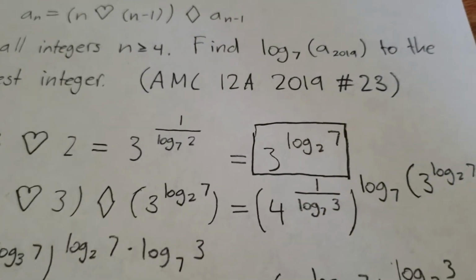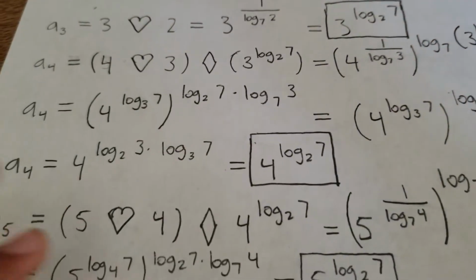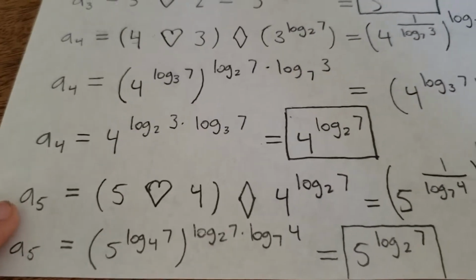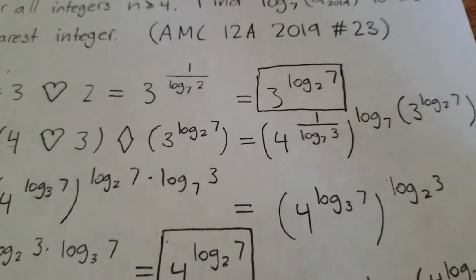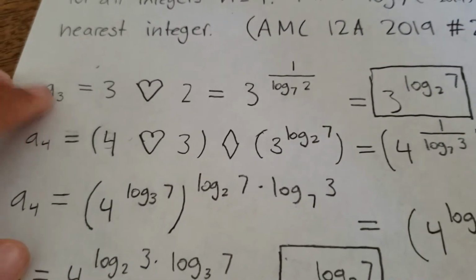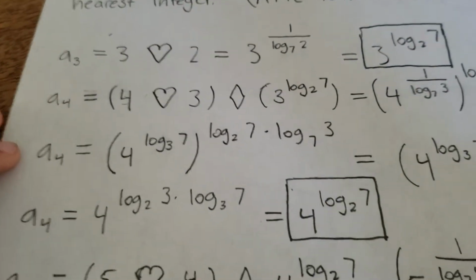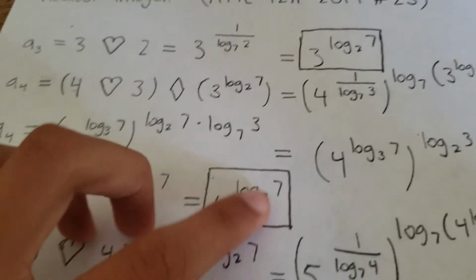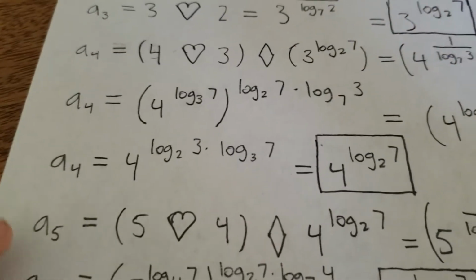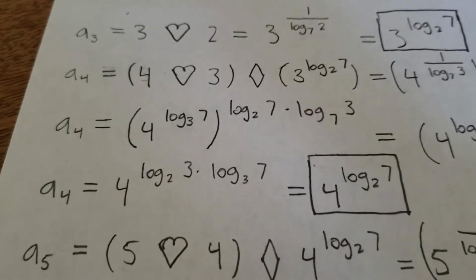Alright, well, I'm starting to see a pattern here that may find itself again in a sub 5. I'm not sure, but we can hypothesize that because a sub 3 is 3 to the log base 2 of 7, and a sub 4 is 4 to the log base 2 of 7, let's hypothesize a sub 5 is 5 to the log base 2 of 7. And let's see if we're right.